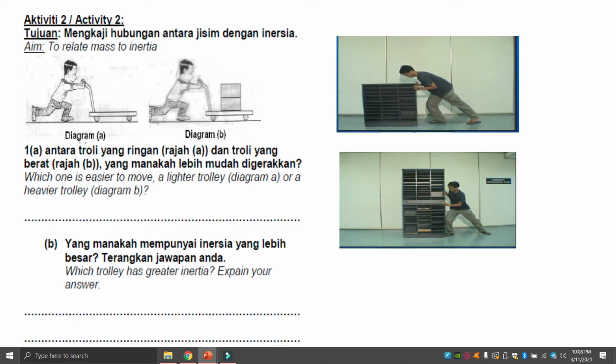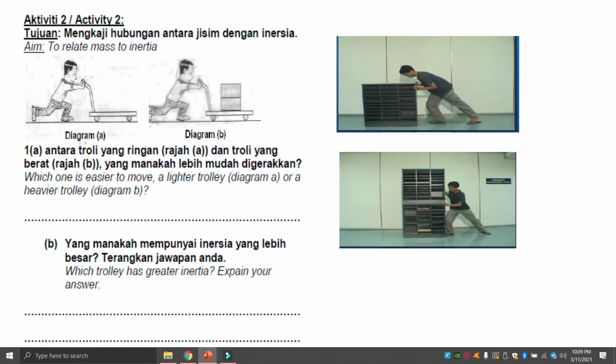The object wants to continue to remain moving forward, but we want it to turn right. So which one is easier to turn right? The bicycle, because the inertia of the bicycle is lower compared to the lorry. That's why it is easy for the bicycle to turn right. So we can connect that the mass influences inertia. The lower the mass, the lower the inertia. So that is the relationship.